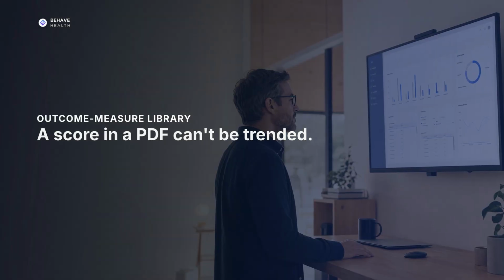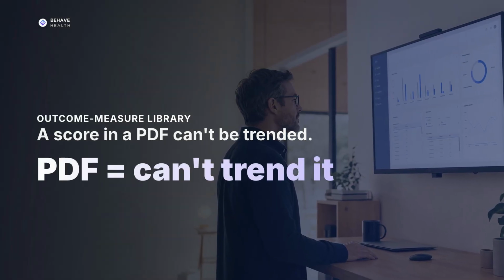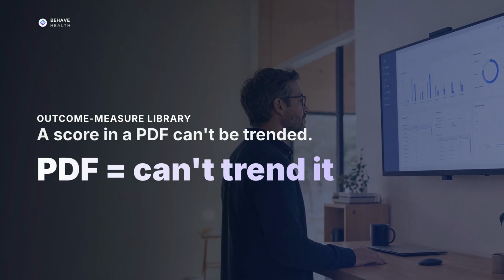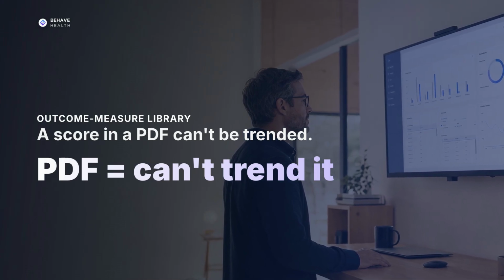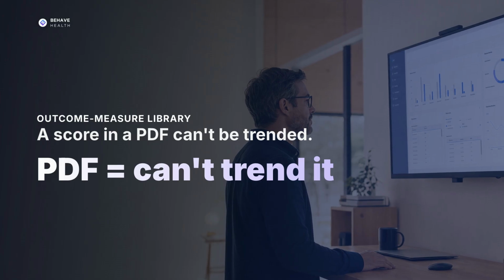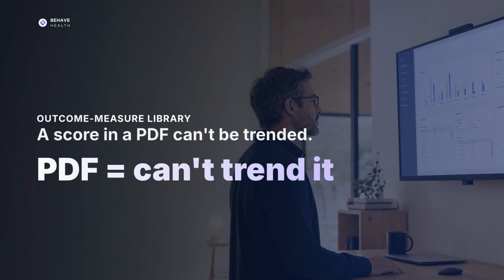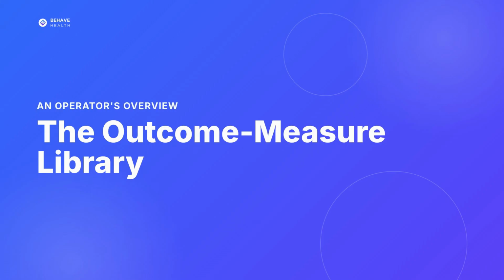Your behavioral health outcome measure library is only as useful as the system it lives in. A score buried in a PDF is hard to trend and hard to trust. When a measure disappears into a static file, the number stops being a treatment signal and becomes dead paperwork. Outcome measures give treatment centers a repeatable way to know whether care is helping. Here is how an operator tracks and reports them in software.